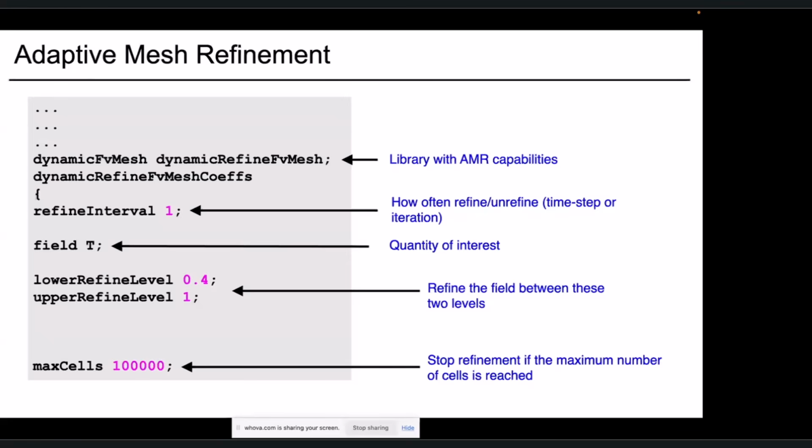One is the refinement interval, how often we want to refine or unrefine, like per time step, per iteration, and so on. And then what is the scalar field? Here in this case, let's say temperature T, which is the quantity of interest. And then we have two levels between which we try to refine the meshes. And we have a maximum number of cells cutoff limit, where if we go beyond that, we stop the refinement, or we keep on doing the refining and unrefining.